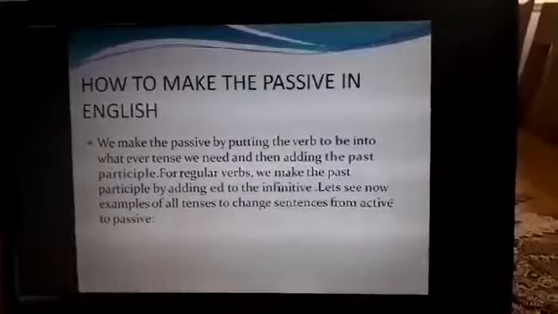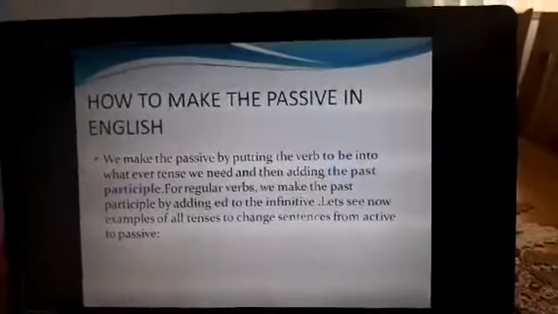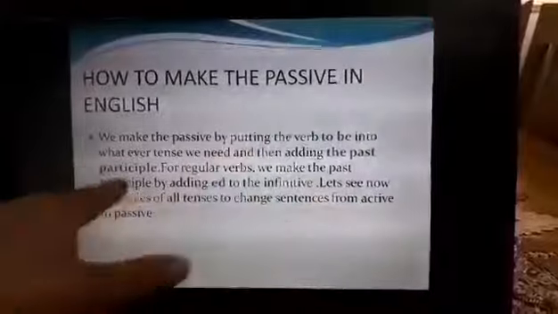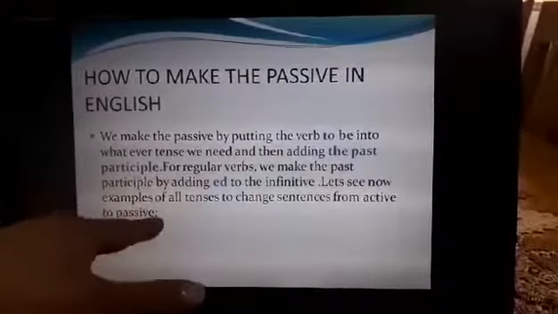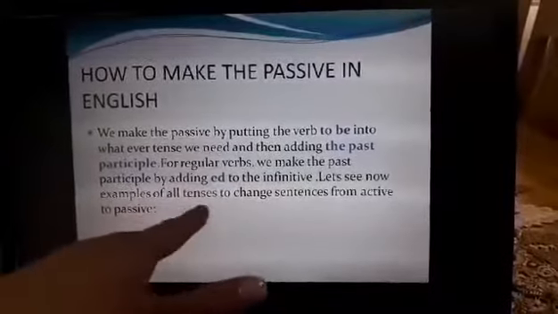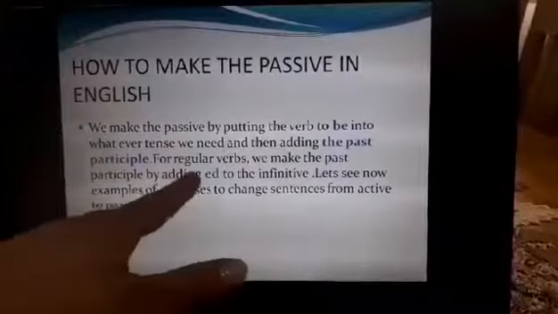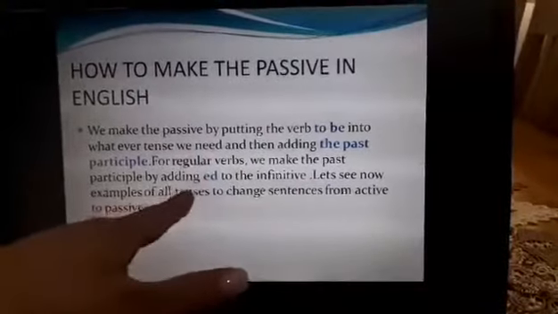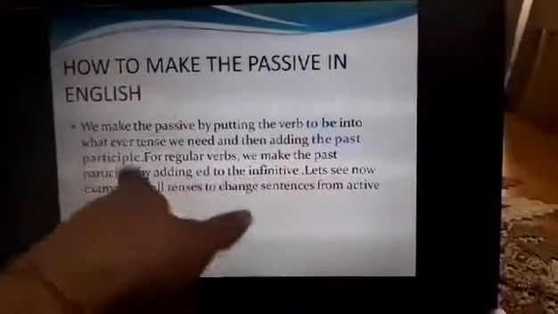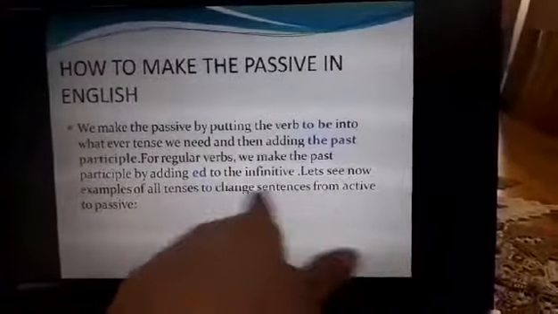How to make the passive in English? We make the passive by putting the verb to be, according to the form, into whatever tense we need, and then adding the past participle. But students, for regular verbs, we make the past participle by adding ed to the infinitive. Let's see, for example, the next verb, play, it becomes played. Now, students, according to what I am saying, let's see examples of all tenses to change sentences from active to passive.